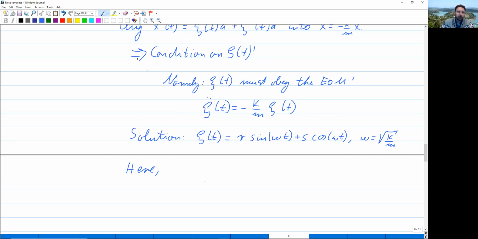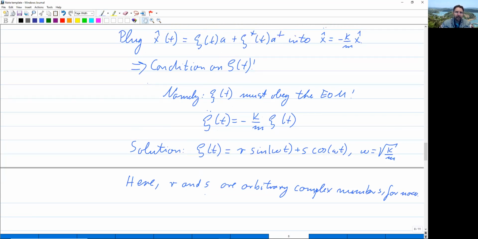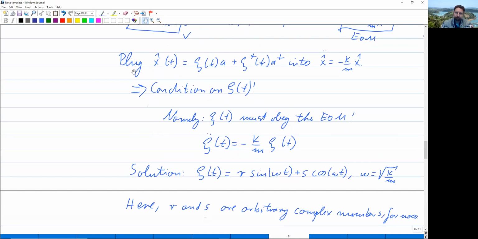Here, R and S are arbitrary complex numbers for now, up until this point. There is one more condition that we need to fulfill such that we actually solve the harmonic oscillator. What is that extra condition?